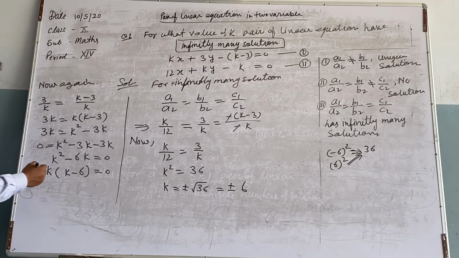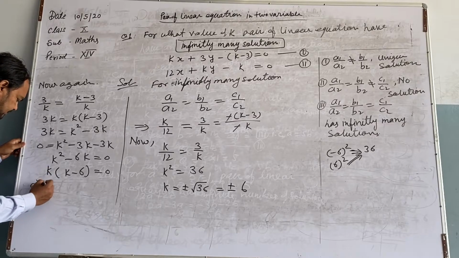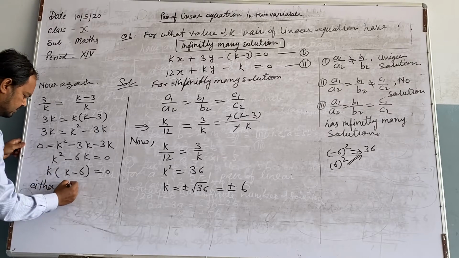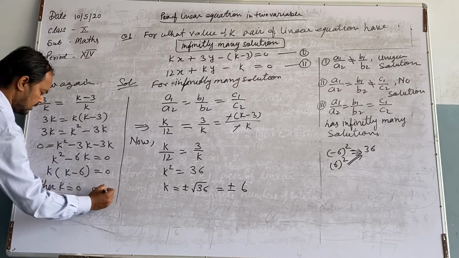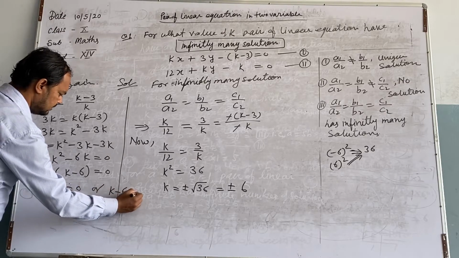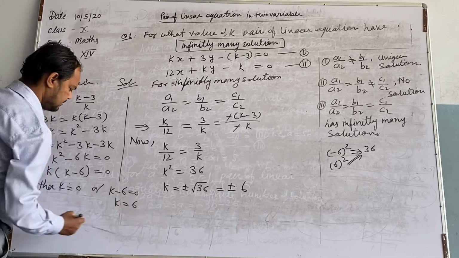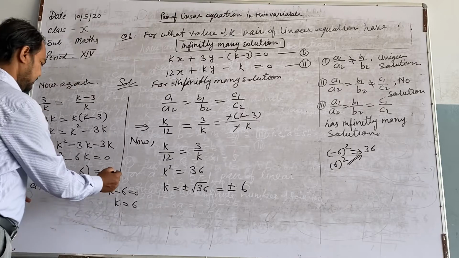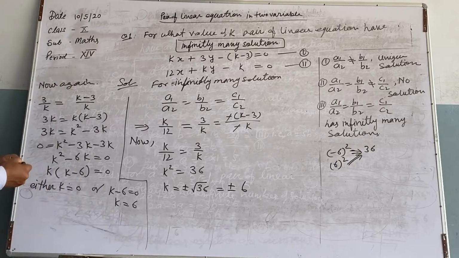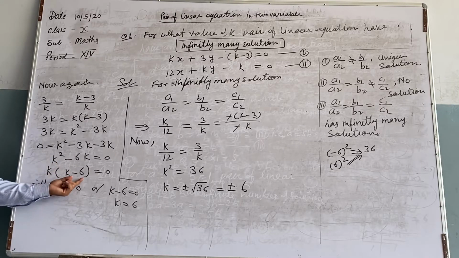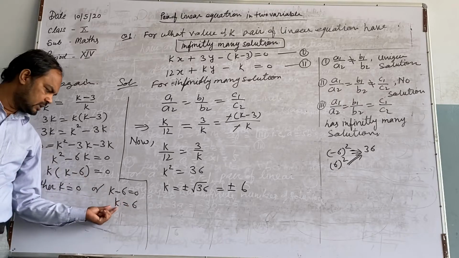This may be either k equal to 0 or k minus 6 equal to 0. And in this way k equal to 6. This can also be simplified another way, by factorising. This is the good way. Now take k common here, and this will leave k minus 6. It has two factors, either this equal to 0 or this equal to 0, so k equal to 6.